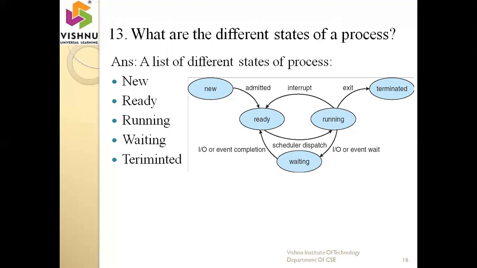Waiting means whenever the running process has an interrupt or has a request for IO, automatically the corresponding process moves to the waiting state. After successful completion, the process will be terminated. So these are the 5 different states of a process.